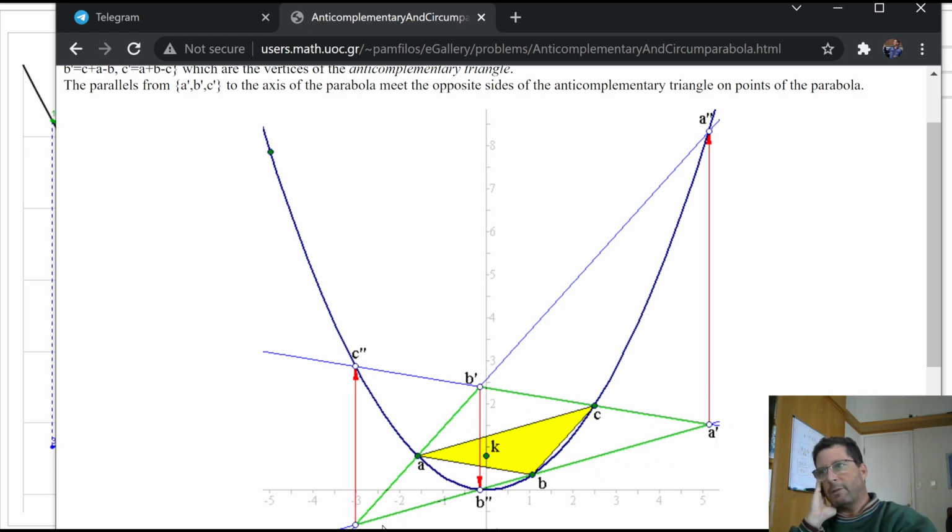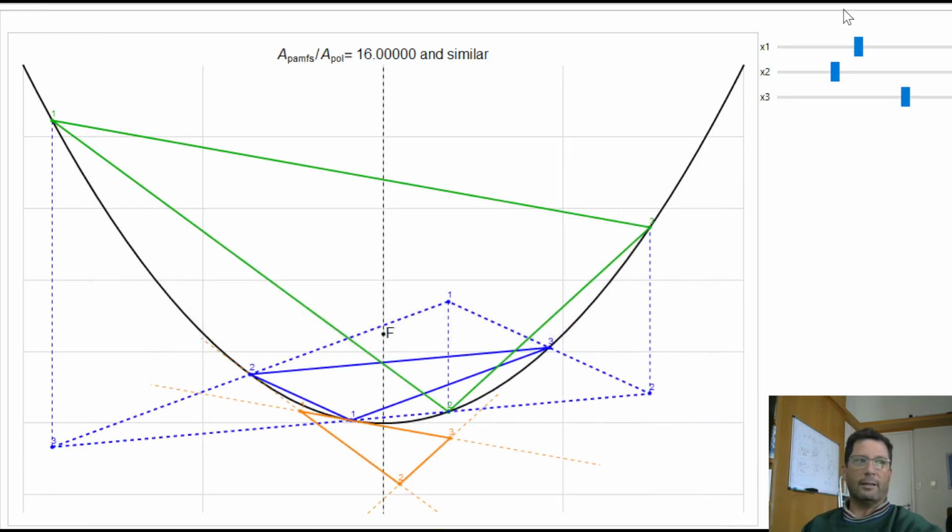A prime, B prime, C prime, and then lift or lower these red lines parallel to the axis, and they're going to meet the opposite sides of the anticomplementary triangle in points A prime prime, B prime prime, and C prime prime, which also lie on the parabola. I'm actually playing around with this idea. I wasn't aware of this, and I think it is quite beautiful.